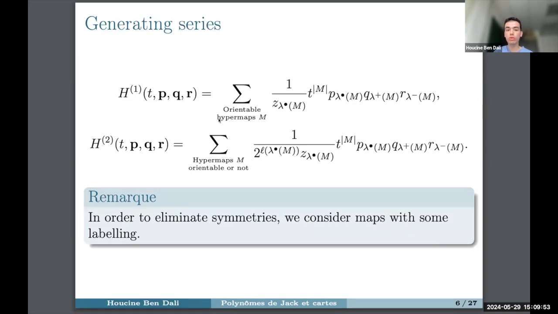The first generating series is H1, and it will correspond to orientable hypermaps. And the second one is H2, and will correspond to all hypermaps, orientable or not. So here there are some normalization factors which appear, Z and with some powers of 2. And actually these are related to some labeling of the maps, which we use to eliminate symmetries. So when we count maps, we don't really like symmetries. So we root some corners, or we label some vertices. And these factors are related to the labeling that I'm not explaining here in detail.